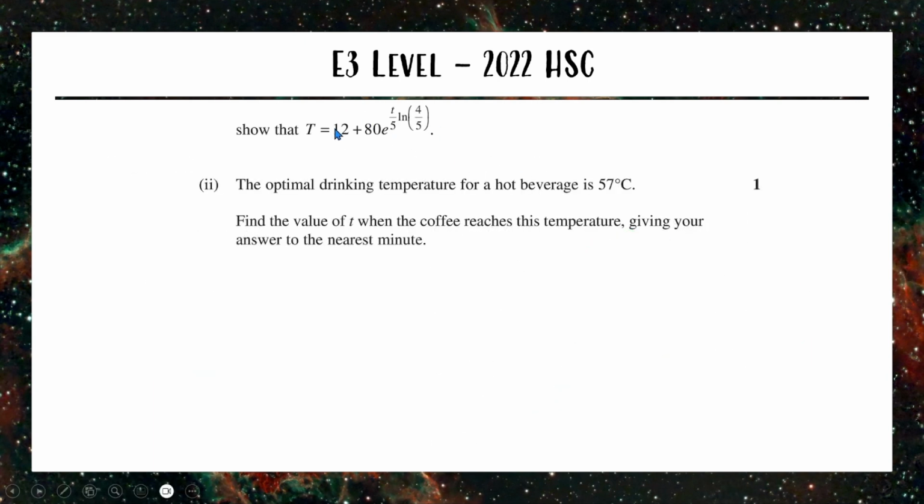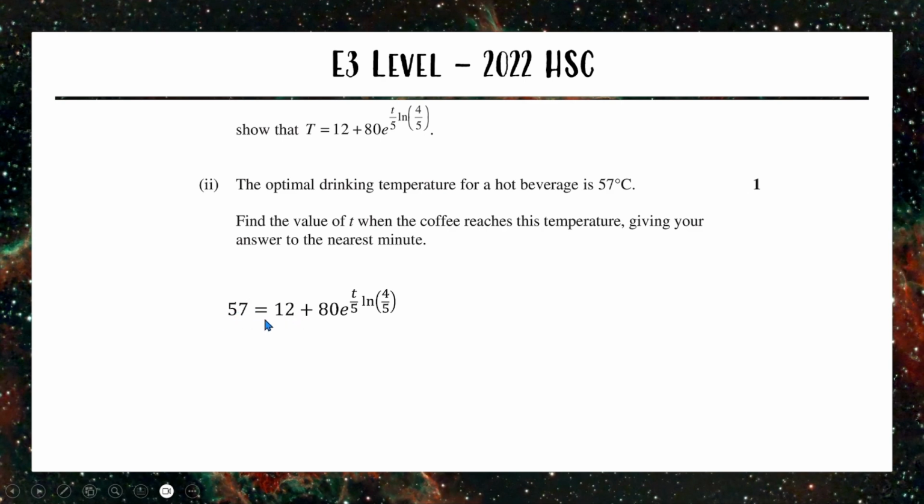All right, now we have our equation. The optimal drinking temperature is 57 degrees. Says who, Nessa? You bunch of nerds. Find the value of t for when the coffee reaches this temperature, giving your answer to the nearest minute. So we're going to set temperature equal to 57, and we're going to solve for t and see what we get. So left-hand side equals 57.